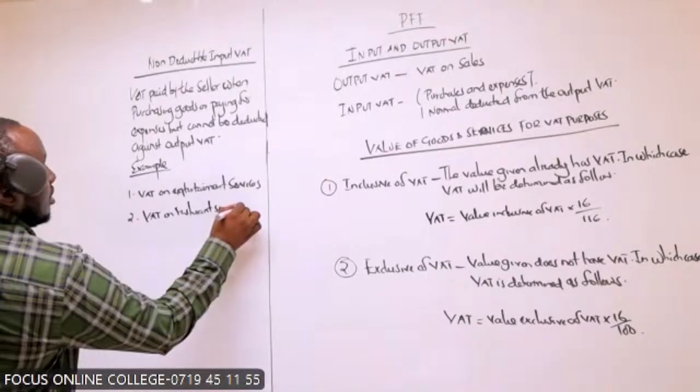VAT on restaurant services. Then we have VAT on accommodation services. And then we can have VAT on catering services. So when you see these items, that a seller basically spent on catering services should not be included. That is a non-deductible input VAT.